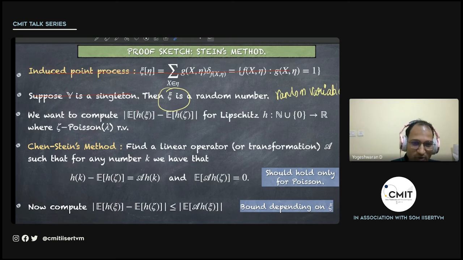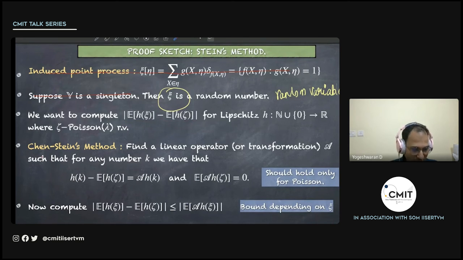So we want to compute this factor. Remember we are defining it as a supremum over Lipschitz functions. Let's focus on the case of just random variables. I'm not talking about random point sets, just random variables. I want to focus on the expected difference of h of xi, one random variable, and h of zeta, another random variable. Zeta is a Poisson random variable. I want to compute this difference for all Lipschitz functions. This is what we want to do.